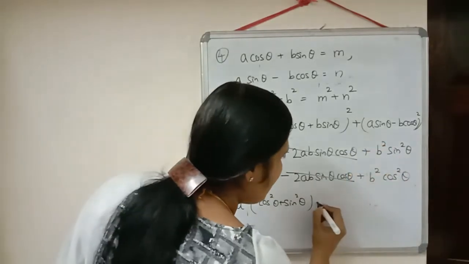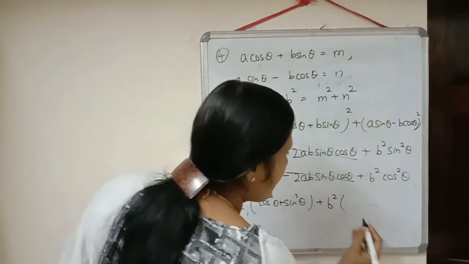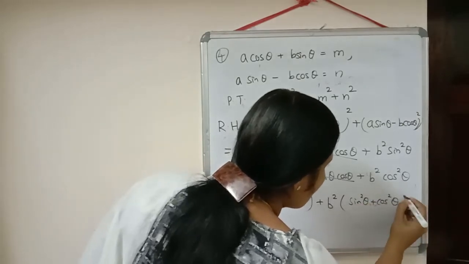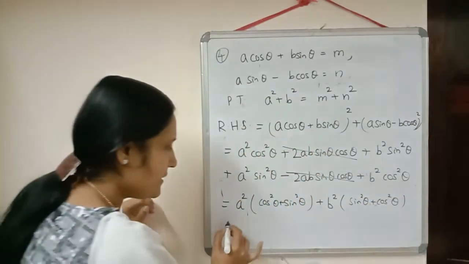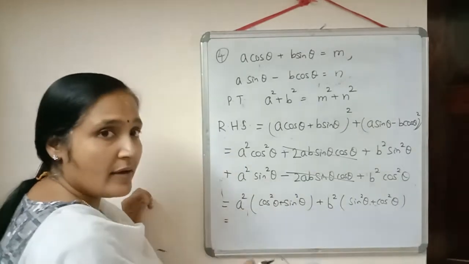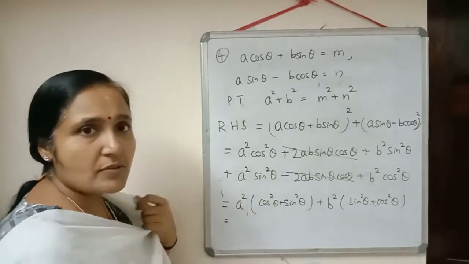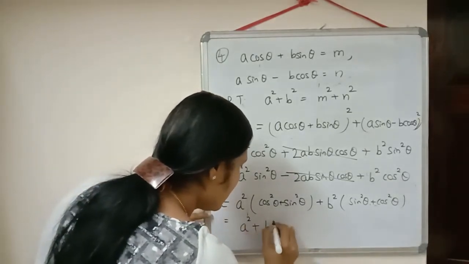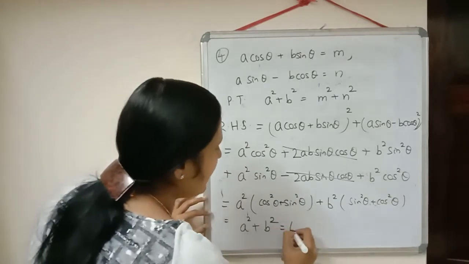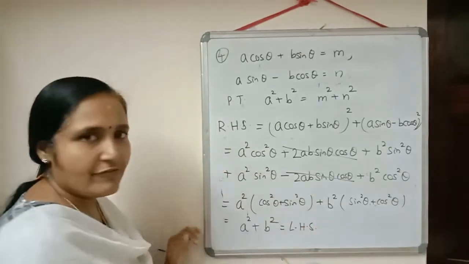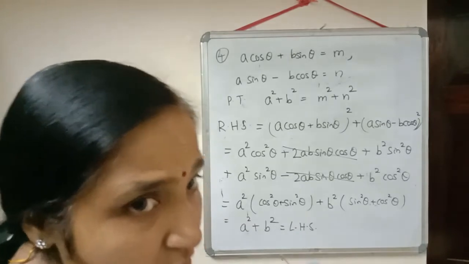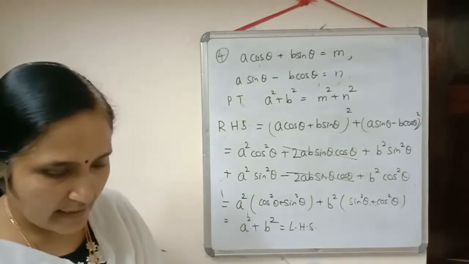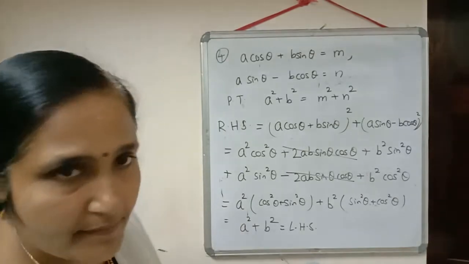Similarly, from these two terms also, b square we will take common. Then inside the bracket again we are getting sin square theta plus cos square theta. And what is the value? Yes, sin square theta plus cos square theta is equal to 1. So directly you can write this is equal to a square plus b square, which is equal to our left hand side. So it depends on you there. It's not necessary that always we will simplify the left hand side. It depends on the question. Okay.